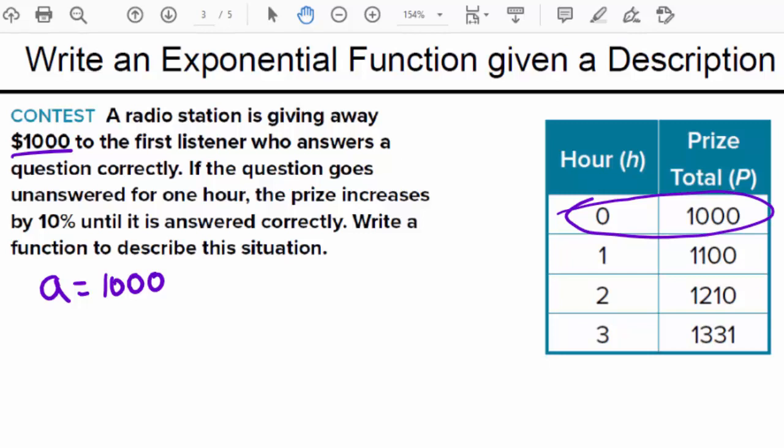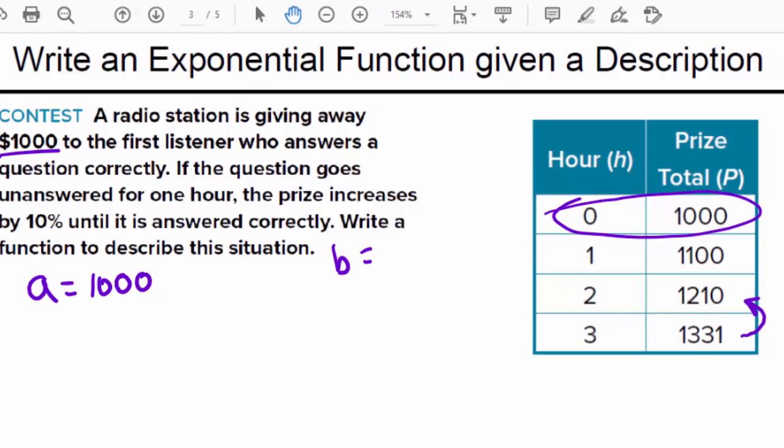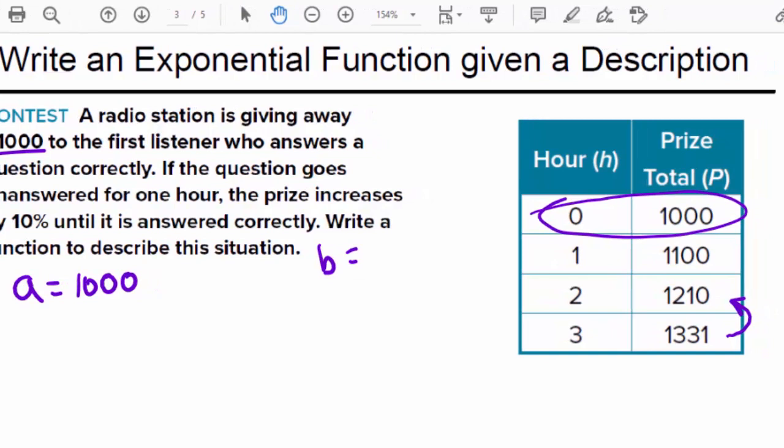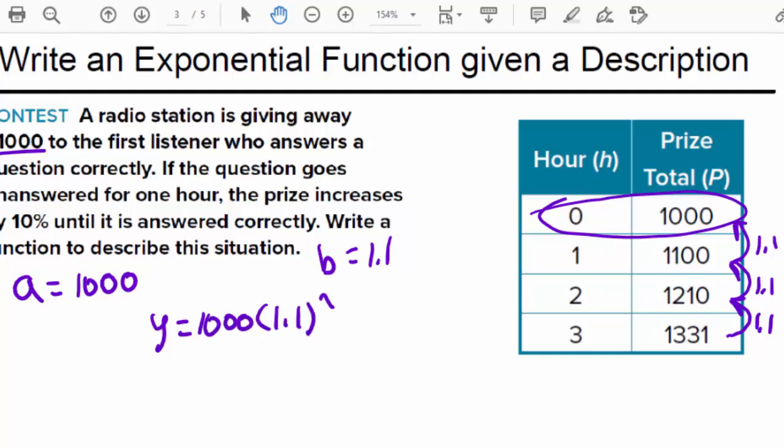Now that we have our starting amount, we want to find our b value, which is our common ratio. Remember, in a common ratio, we can just take a number divided by the previous one. So our output of 1331 divided by the previous, 1210 divided by the previous, and 1100 divided by the previous. And you can see we're coming up with 1.1 each time we do that. So our b value is 1.1. So our solution here would be y is equal to 1000 times 1.1 raised to the x power.